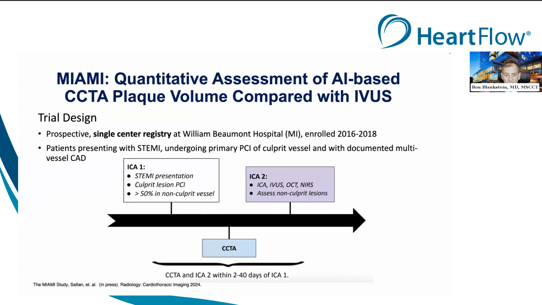The first one here is the Miami study. This is out of William Beaumont. It's a single center study where individuals who had a STEMI were recruited into the study. They had 2 invasive studies, but in addition to that, they had a coronary CTA, and that allowed the investigators the opportunity to quantify plaque on CTA and see how it correlates with invasive measures, specifically with IVUS.